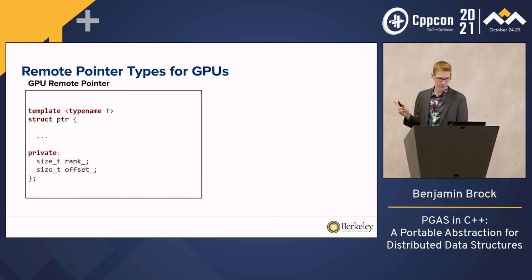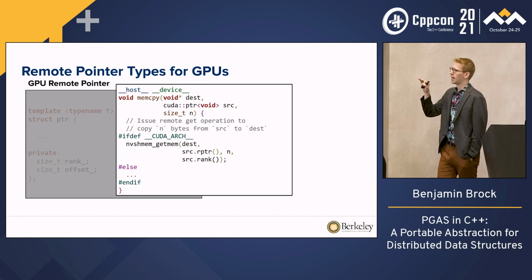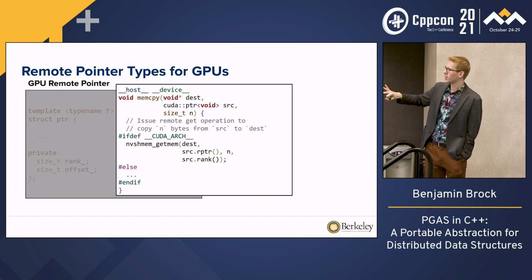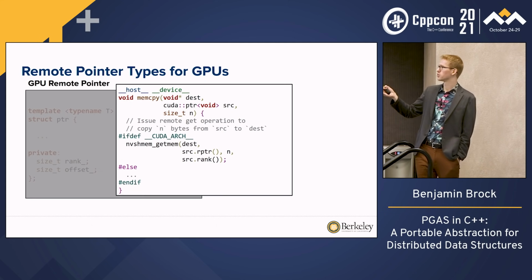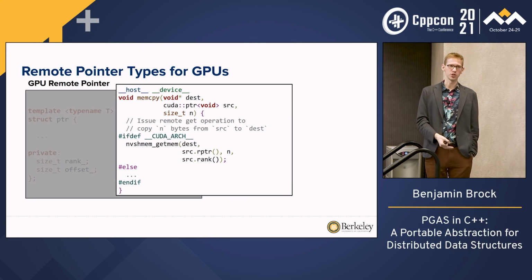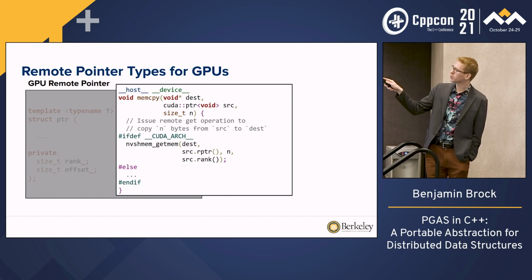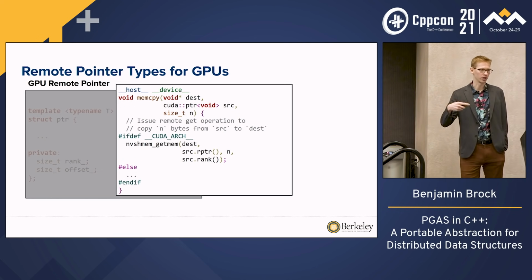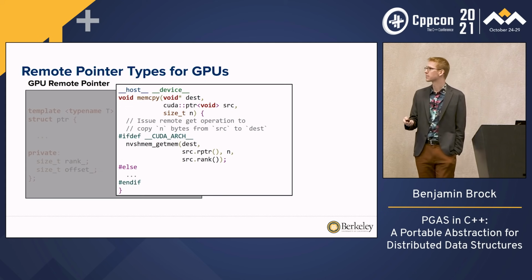But for now, this is all that's required. And then we can go and implement our memcopy function. Now, the memcopy function requires some ifdefs, and that's because we need to create versions of this function which will work both on the CPU and on the GPU. So if you're unfamiliar with GPU code, at the top we have a host device that says that this is a method that can run either on the host, the CPU, or the device, that's the GPU.